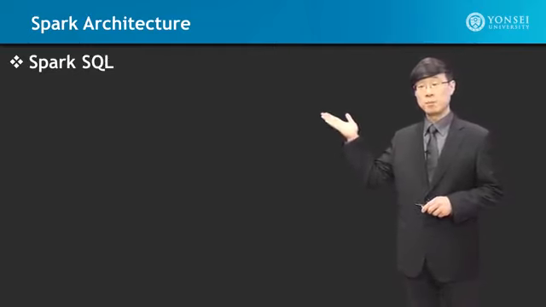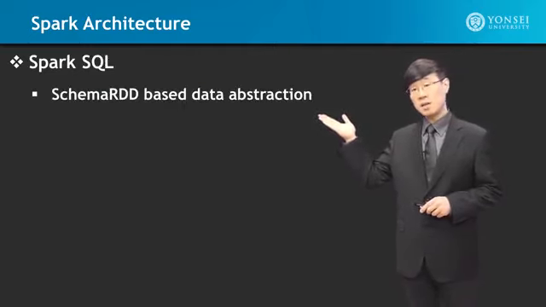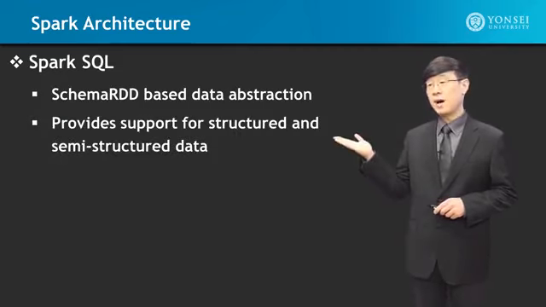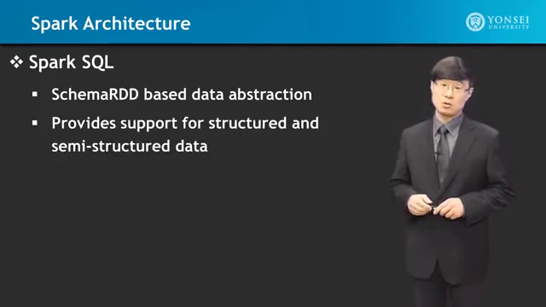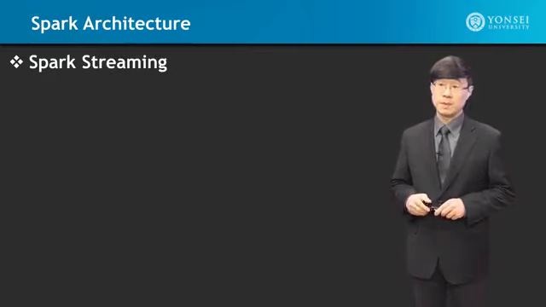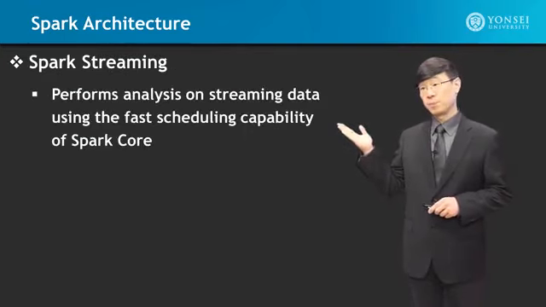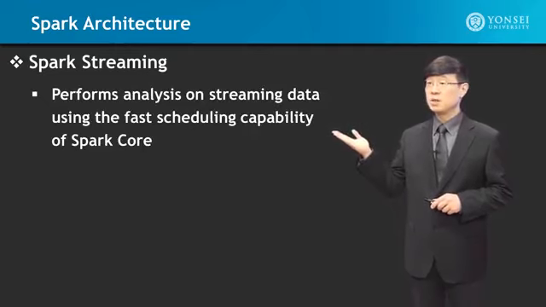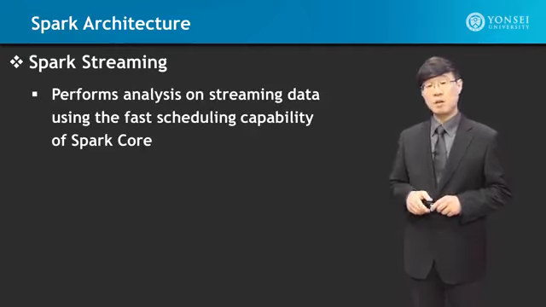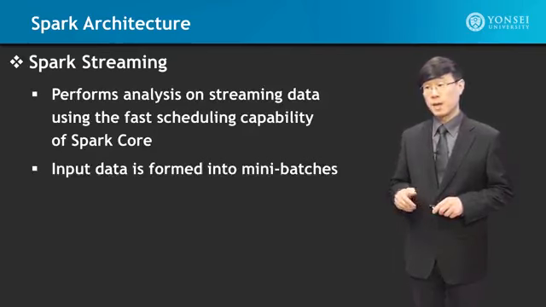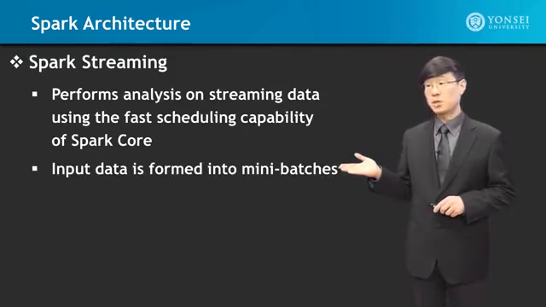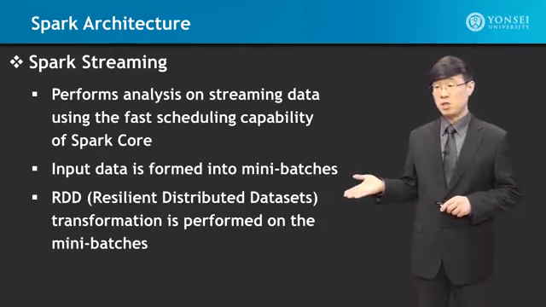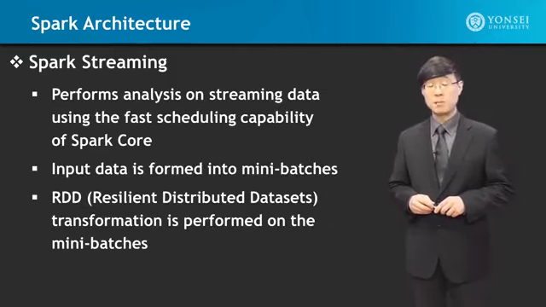Spark SQL. This is a schema RDD-based data abstraction. It provides support for structured and semi-structured data. Then we have Spark Streaming. This performs analysis on streaming data using the fast scheduling capability of the Spark core. Input data is formed into mini batches, and the RDD transformation is performed on these mini batches.